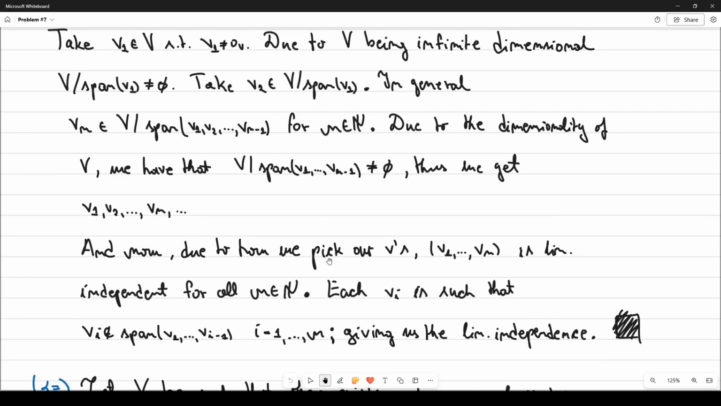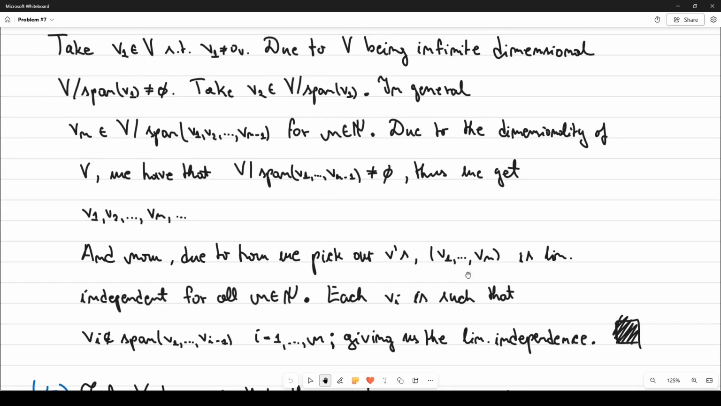And now, due to how we pick our v's, whatever n I decide to end the list at, that list will be linearly independent, because vi does not belong to the span of all the previous vectors, so these vectors just can't be linearly dependent due to us picking vi to be a vector that does not belong to the span of all the previous vectors. So this list will always be linearly independent, no matter how big of an n I pick.